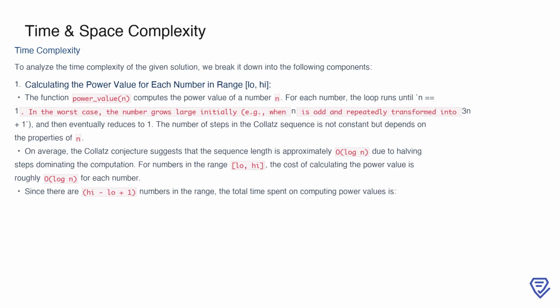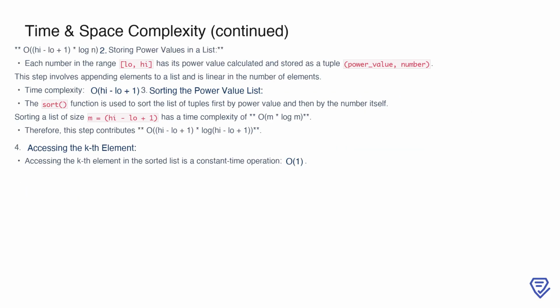Since there are high - low + 1 numbers in the range, calculating the power value for each number leads to a total cost of approximately O((high - low + 1) * log n). Next, we need to consider the cost of storing the power values. For each number in the range [low, high], we calculate its power value and store it as a tuple (power_value, number) in a list. This step is linear in the number of elements, so it contributes a time complexity of O(high - low + 1).